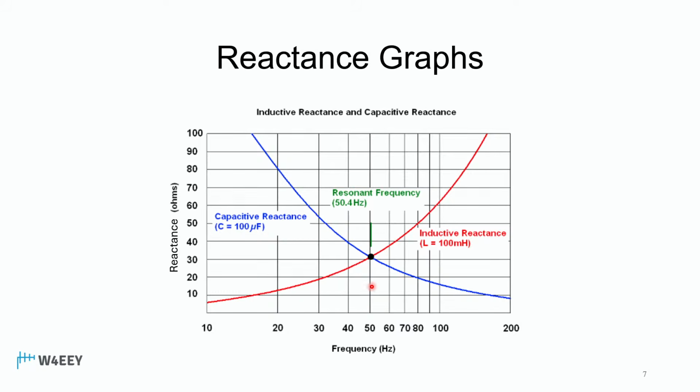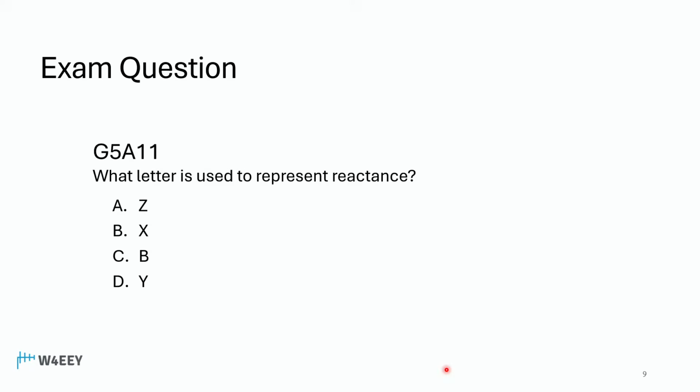There's one magic point here where the two lines cross. So at 50 hertz, the X sub C and X sub L are exactly the same value, which is about 30 ohms. That's a magic point in ham radio called resonance. That's going to be very, very important as we move forward. All right, with those principles highlighted, I think you can answer all of these questions now.